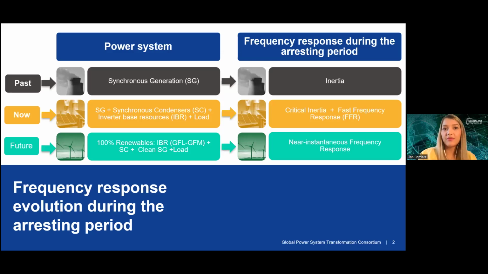Now we start to have more IBRs and fewer synchronous generators. We start to include other devices in the systems, such as synchronous condensers. Also, we start to use load to provide that kind of service, to provide that frequency response during the resting period. So now we start to talk about critical inertia. Where is the minimal inertia that we need to maintain in our systems so that after the largest contingencies we don't have any load tripping?